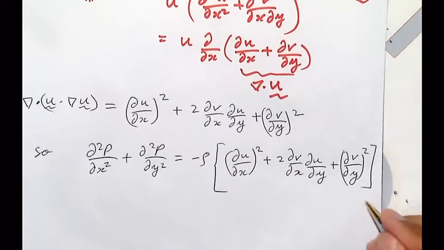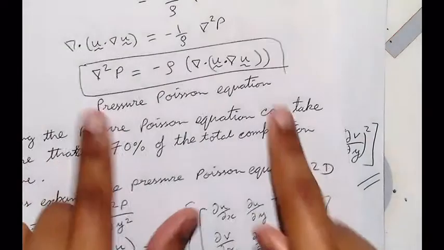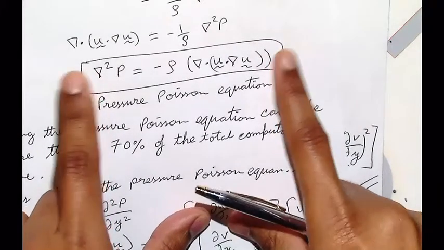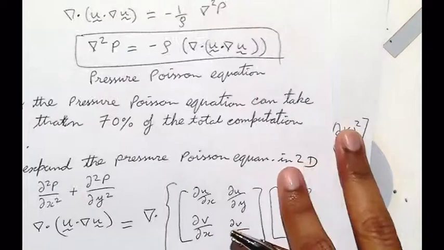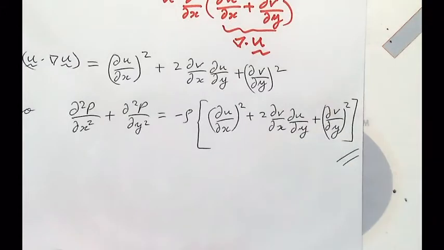Okay, so this is the pressure Poisson equation in 2D. Now hopefully it's much less mysterious. We started with this nice compact vector equation, and then we've just expanded it out explicitly in terms of u and v and partial derivatives. Okay, so why did we do this? For the momentum equation. We did this for the momentum equation.